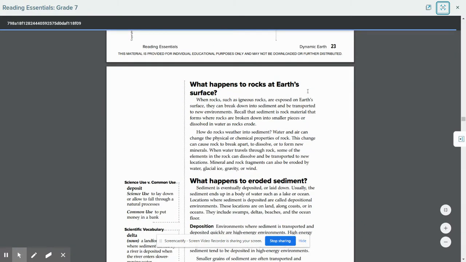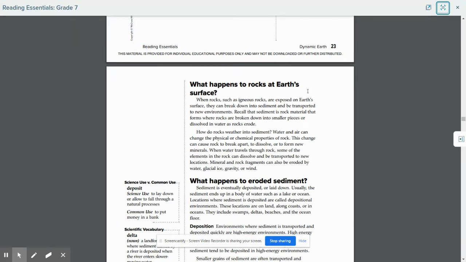What happens to rocks at Earth's surface? When rocks such as igneous rocks are exposed on Earth's surface, they can break down into sediment and be transported to new environments. Recall that sediment is rock material that forms where rocks are broken down into smaller pieces or dissolved in water as rocks erode.